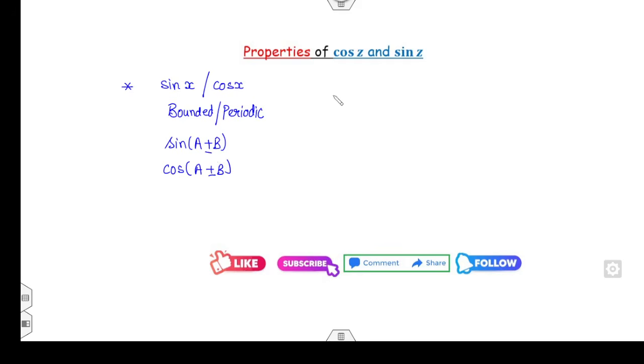Now, our target is to check whether sine and cosine are bounded, whether they are periodic, or whether we can apply the formula of cos of a plus b, cos of a minus b, and so on.